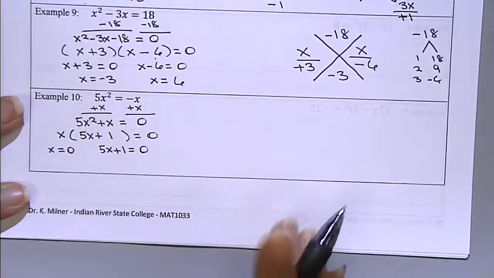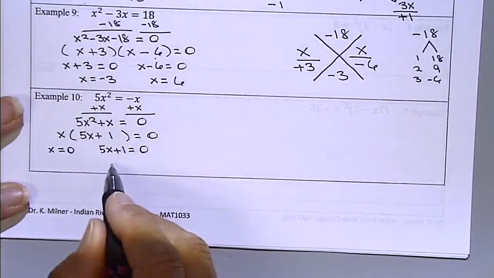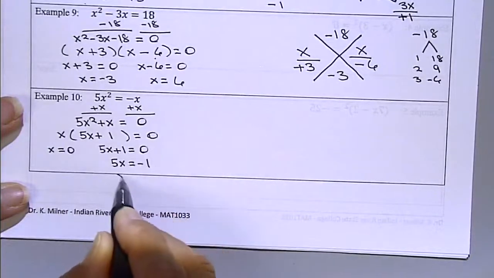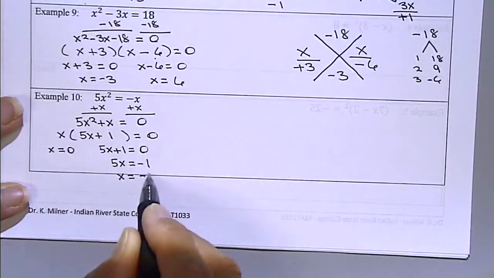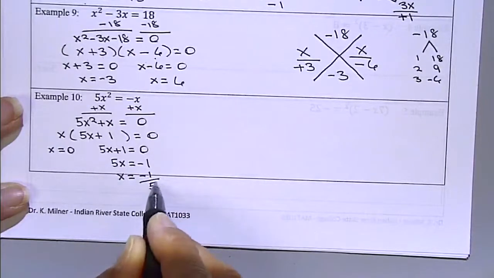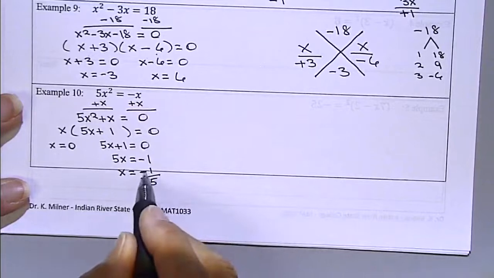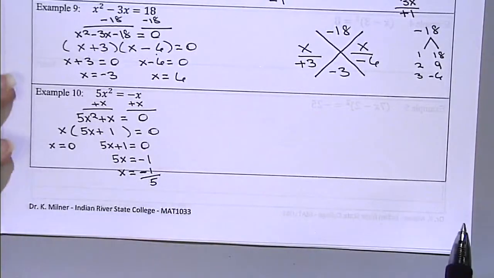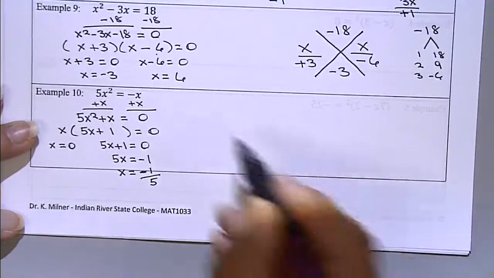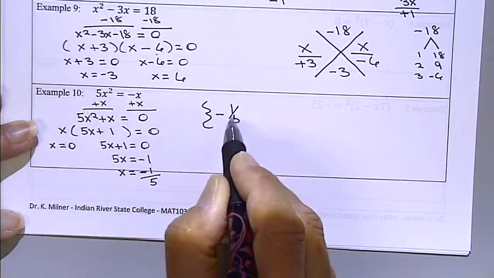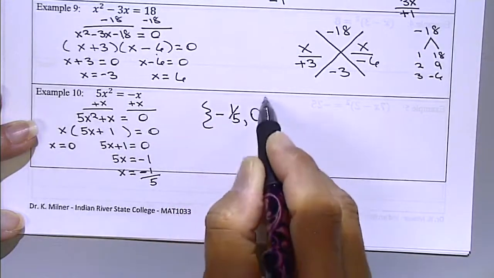Subtract 1 from both sides. Divide both sides by 5, right? Now that negative in the numerator usually goes in front of your fraction. Now it just becomes a negative fraction, okay? So what are the solutions? The smallest one is negative 1/5. The next one is 0.